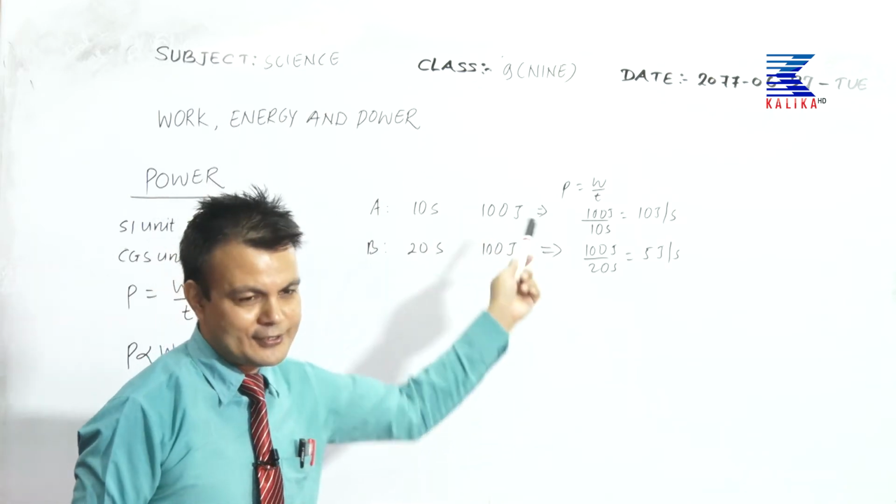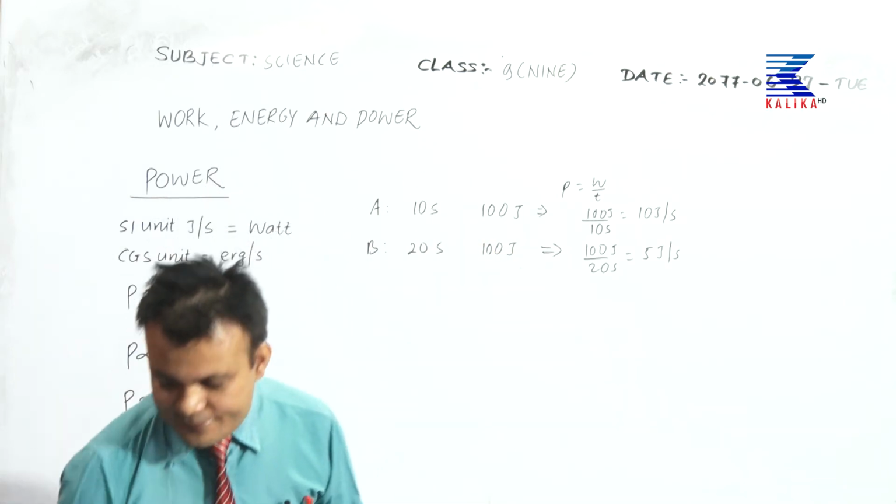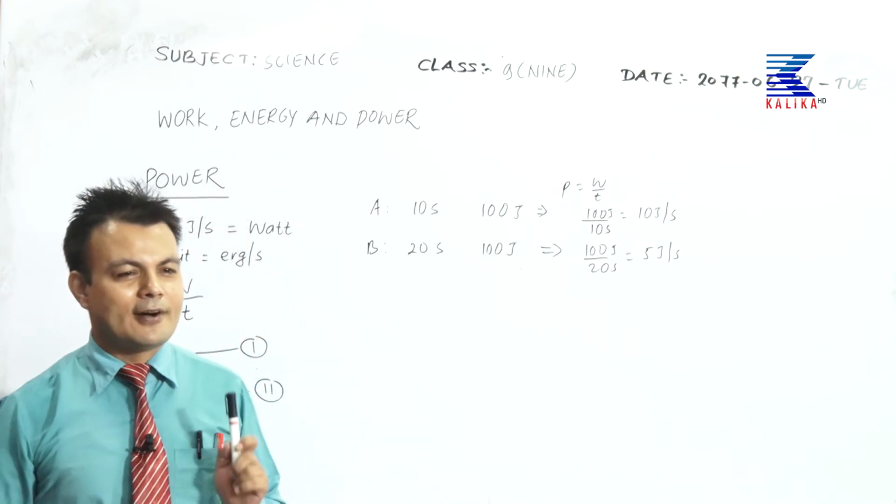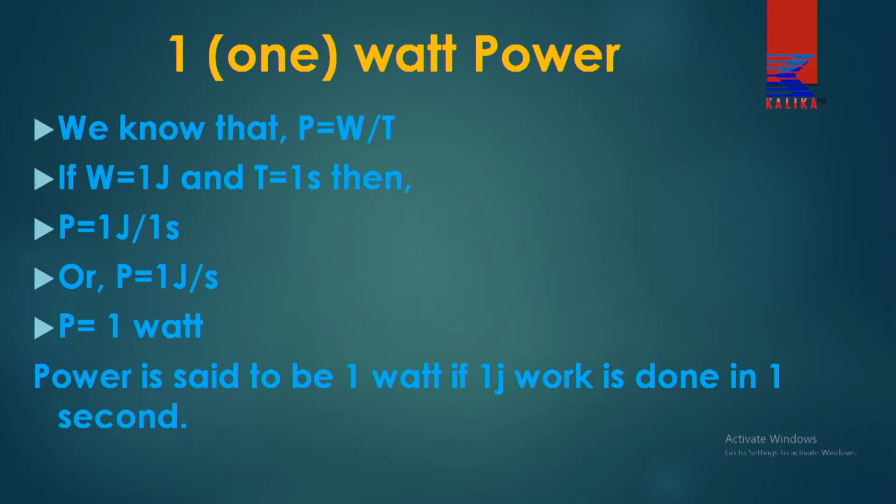I think you understood. Let's have a look at my slide. I've got a question. What do you mean by 1 watt power? We know that P equal to W upon T. If work done is 1 joule and time taken is 1 second, then power P equal to W upon T, that is 1 joule upon 1 second, or P equal to 1 joule per second. 1 joule per second is 1 watt.